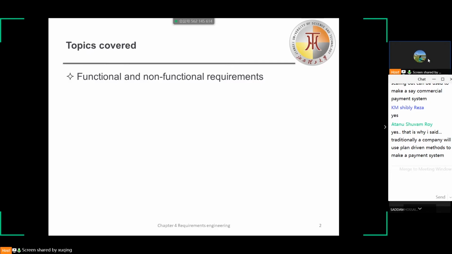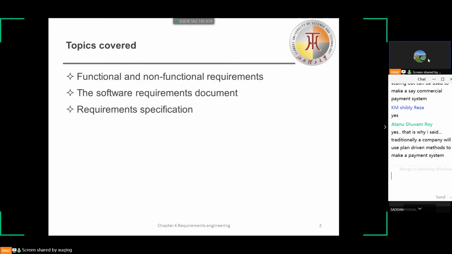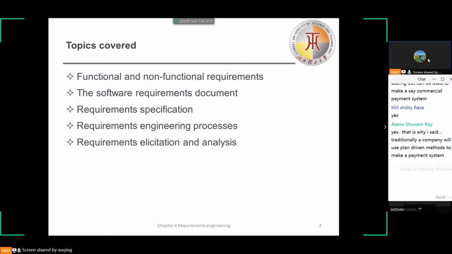The first one is the functional and non-functional requirements. The second one is the software requirements document. And later are some requirements for different activities. For example, requirement specification for the engineering processes, for the elicitation and analysis, the validation and management.